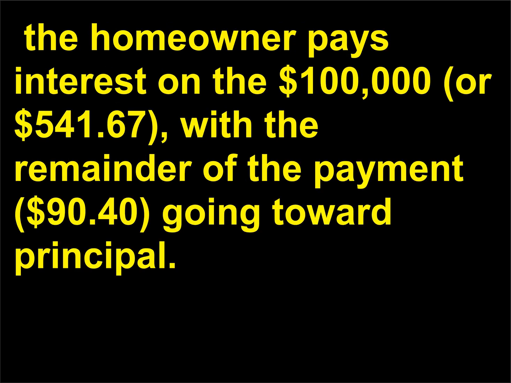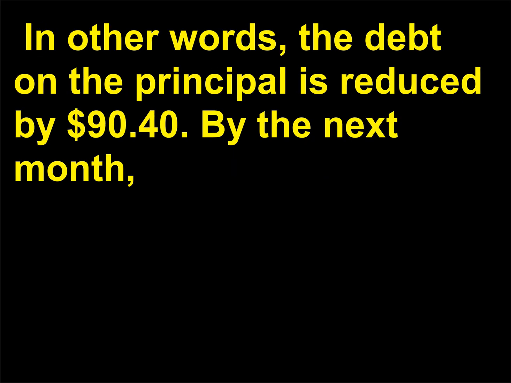The homeowner pays interest on the $100,000, or $541.67, with the remainder of the payment, $90.40, going toward principal. In other words, the debt on the principal is reduced by $90.40.